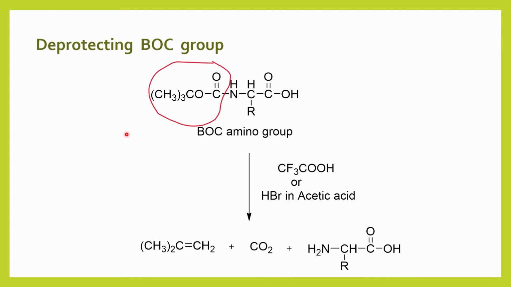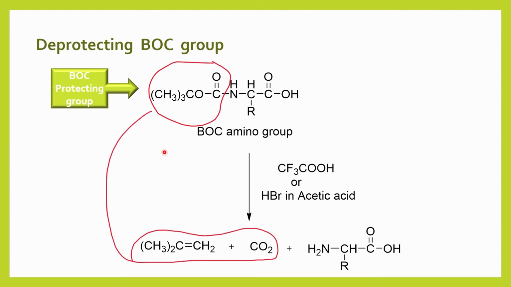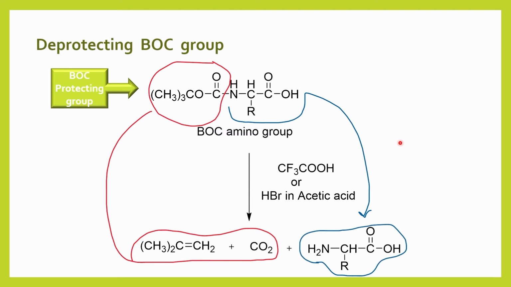So what we do is we simply pass this Boc protected amino group through trifluoroacetic acid or HBr in acetic acid, and this protecting group would get reduced to these two compounds, and the peptide chain that we have made would be released in an intact form here. Now here I've only shown a single amino acid molecule and not a whole peptide chain for ease of understanding.